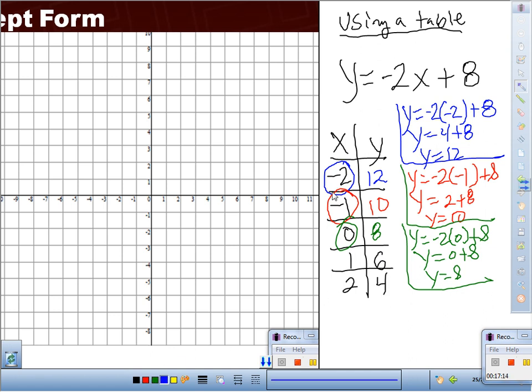Here we go. What is my first point? Negative 2, 12. Plot that. Negative 2, 12. It's up here somewhere.